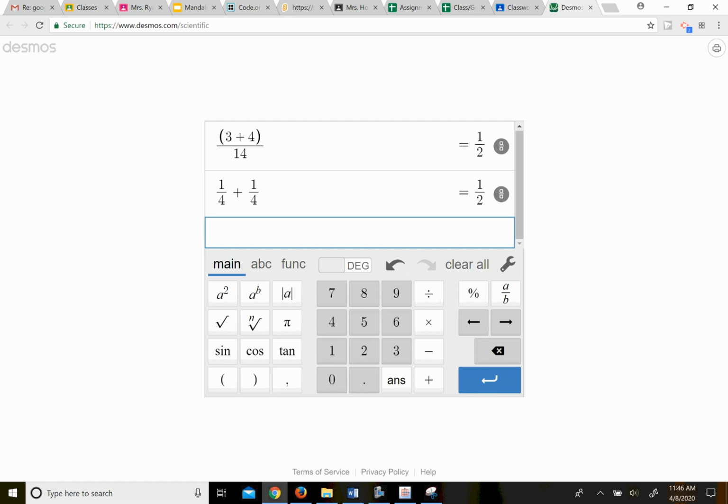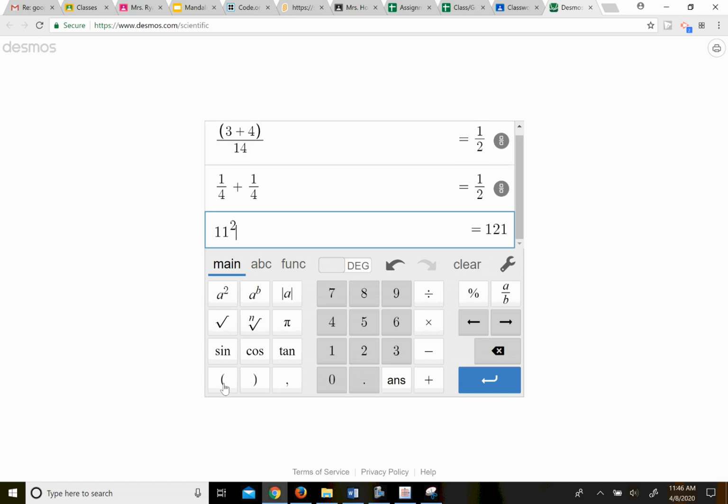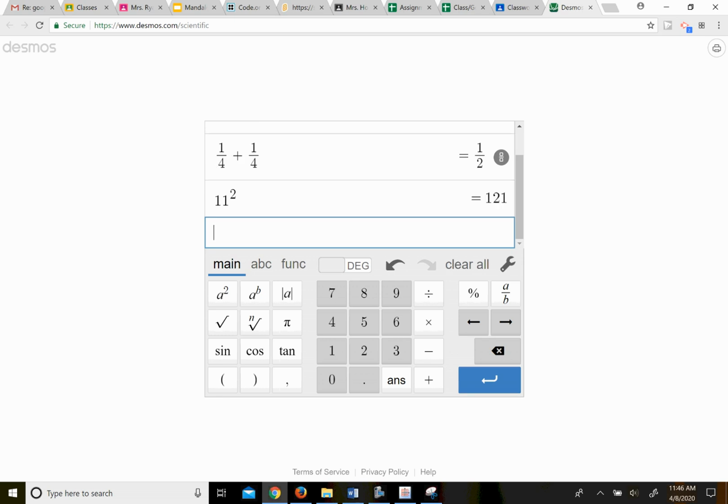Now let's look at exponents. There are two exponent buttons on here. You have this a squared, which is specifically for squaring a number, and then a to the b. So if I want, say, 11 squared, I type in the 11, the base, and then hit the square. It puts the square in. My answer is 121.